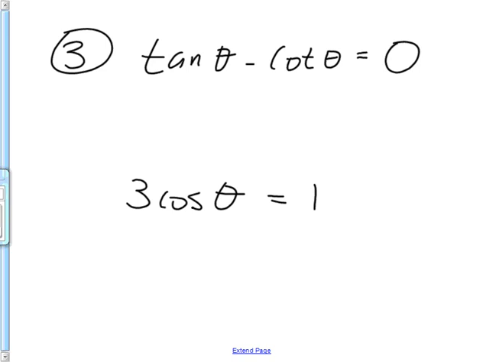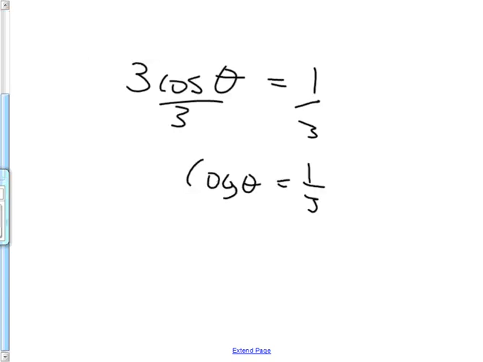If I'm down to just cosine left, I can get the cosine alone then. So I divide by 3 on both sides. And I'd have cosine of some angle is equal to 1/3. Can you use a calculator? Yes. So if you were going to use a calculator right now, how would you figure out this answer? With inverse trig.